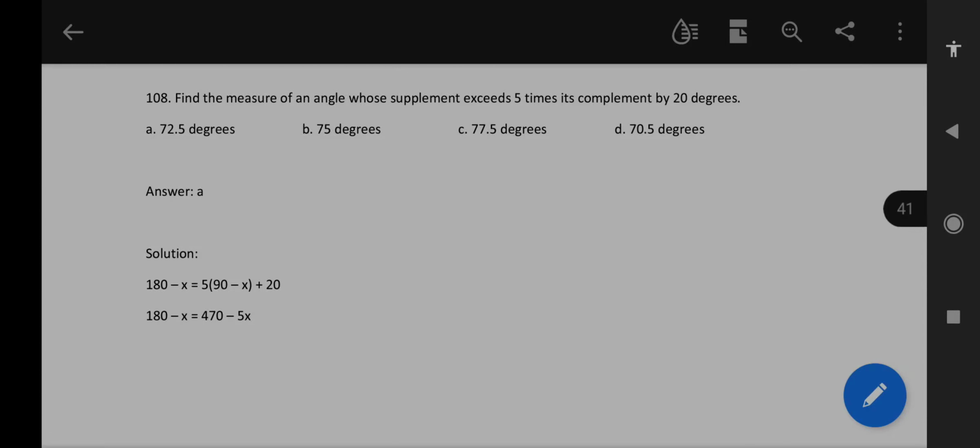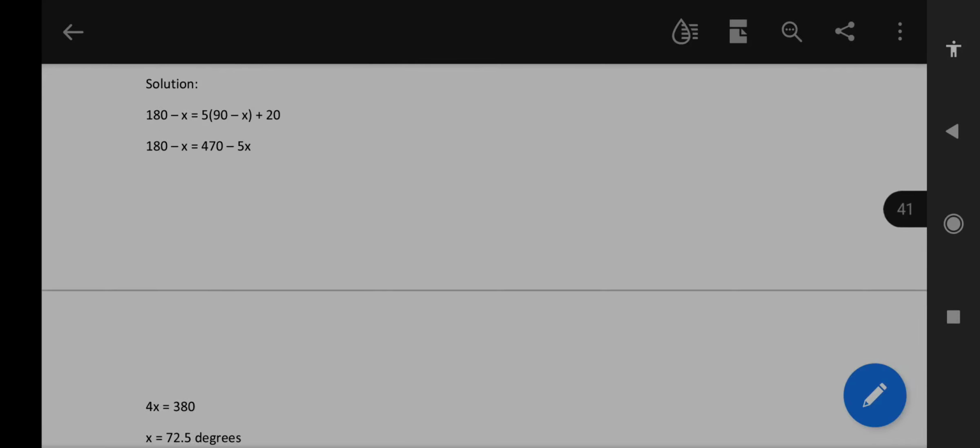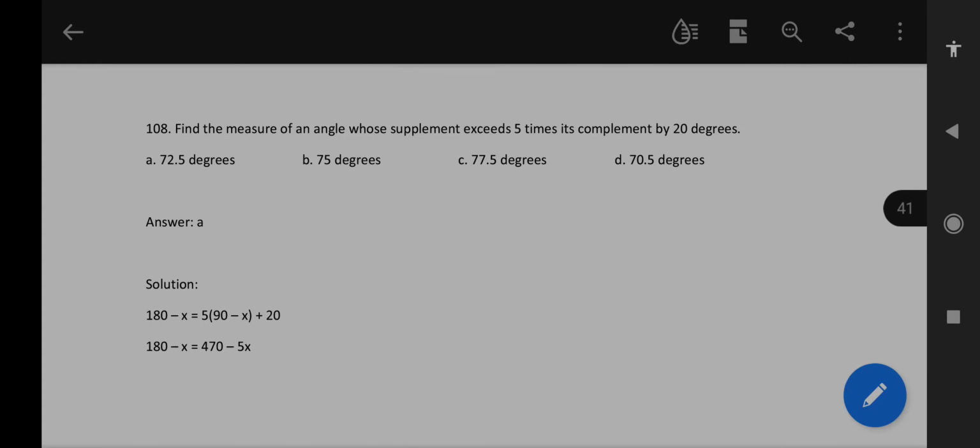Therefore, habang pinaprocess mo yung equation, madidistribute yung 5 doon sa 90 minus x. Therefore, 180 minus x equals to 470 minus 5x. Tapos, makakame up ka sa 4x equals to 380. Therefore, yung value ng x ay 72.5 degrees. Letter A ang sagot dyan.